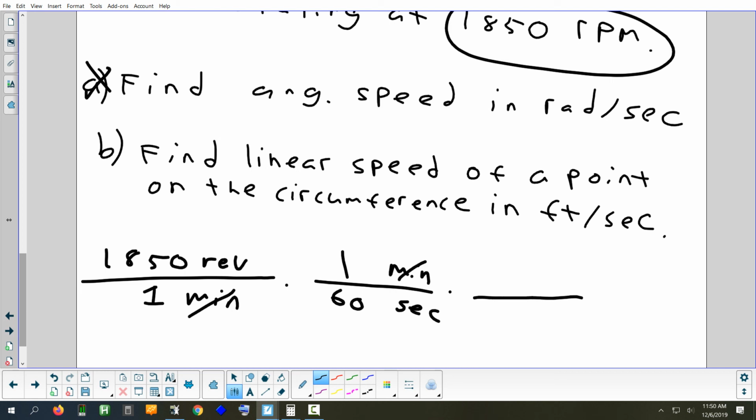Now I want to convert revolutions to feet. Okay, we're gonna have to think about that one a little bit. But let's just figure out where revolutions would go. Top or bottom? Yeah, bottom.